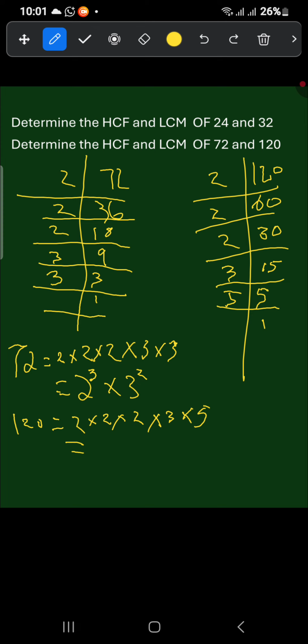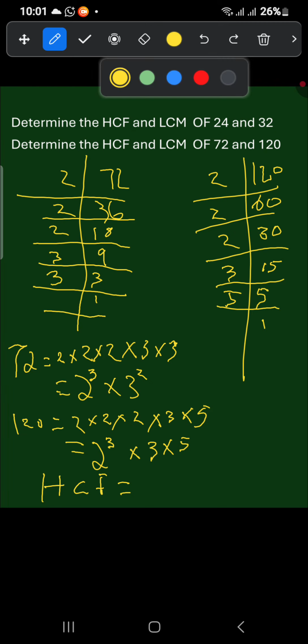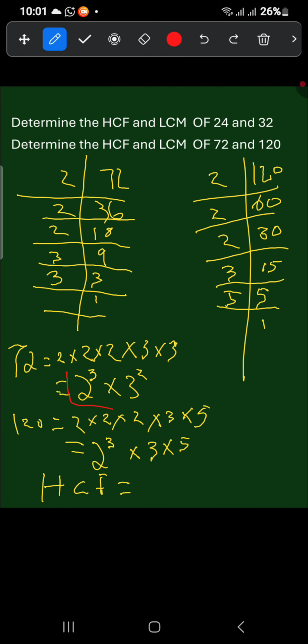That is the same as 2 to the power 3 times 3 times 5. Now we want the highest common factor. For highest common factor, you are going to focus on these numbers, where you've written it in exponential form.